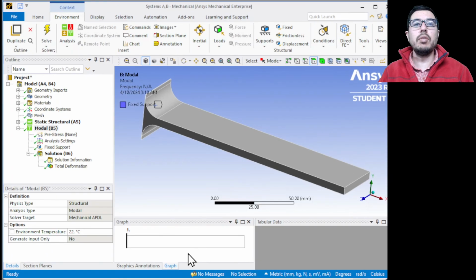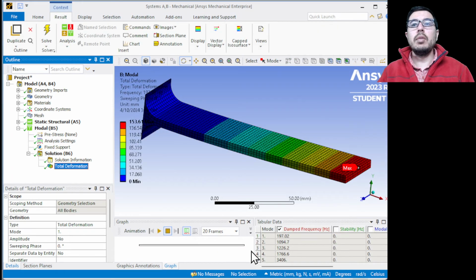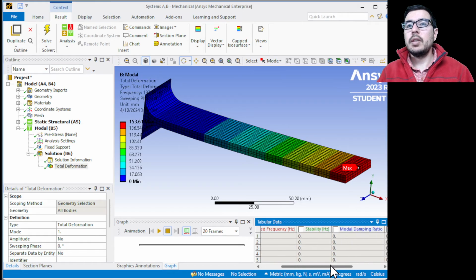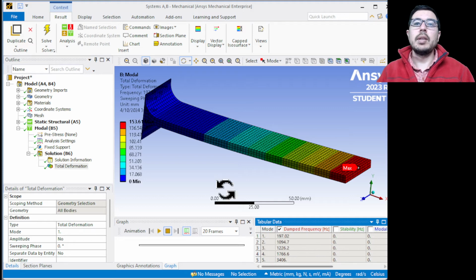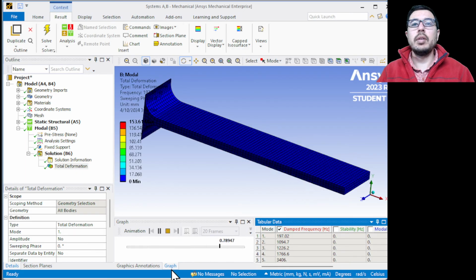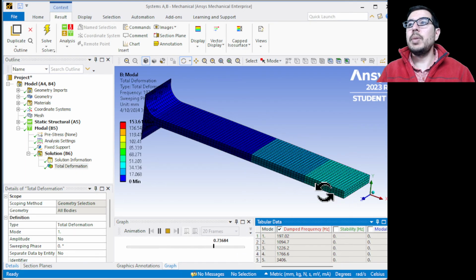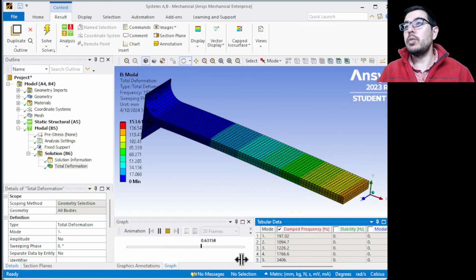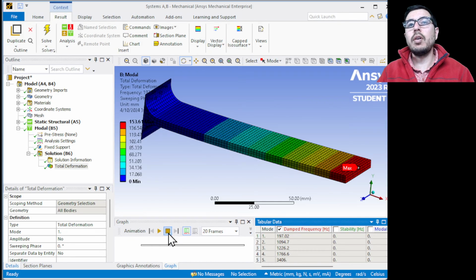So let's go over here, and we'll look. Okay, still, it's showing damped. That's interesting. Okay, well, it kept these. All right, that's fine. And we can see that the first mode is up and down, and that's around 200. All right, so that's not too far off.